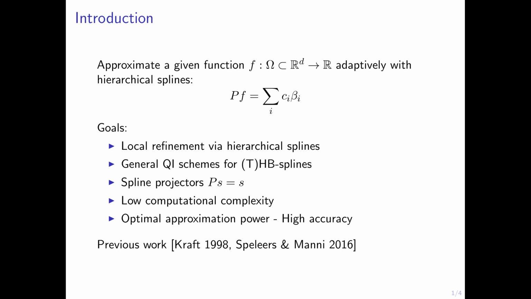And let me just mention there has already been some previous work about QI schemes for hierarchical splines, namely the work from Kraft, which focuses on the HB case, and more recently the work from Speleers and Manni, which focuses on the THB case.